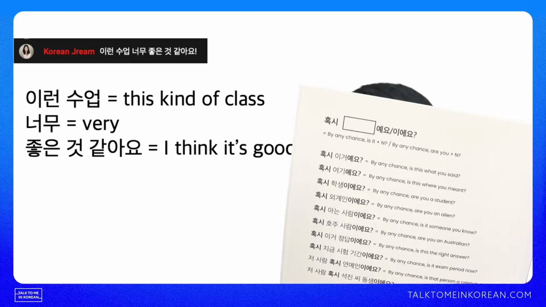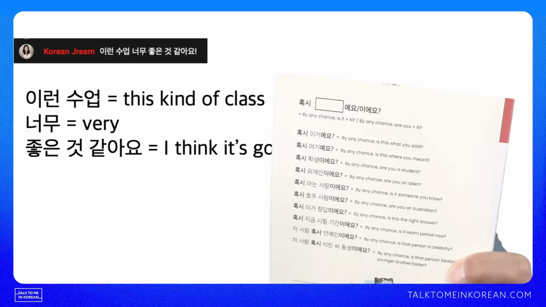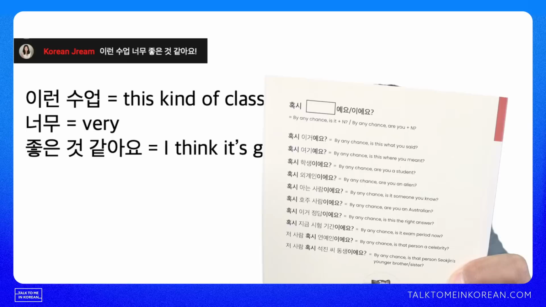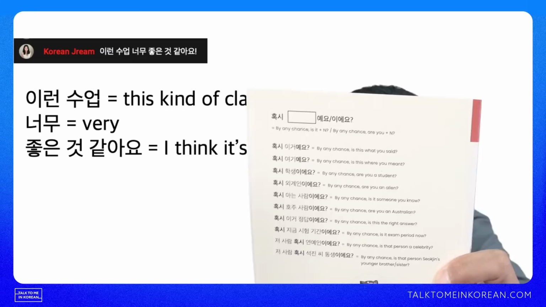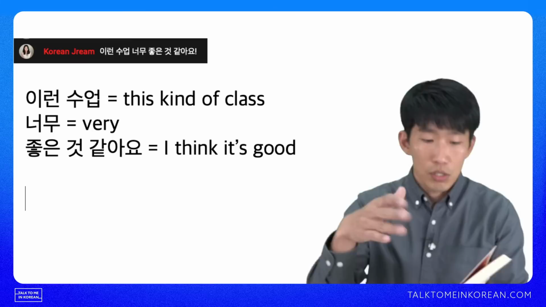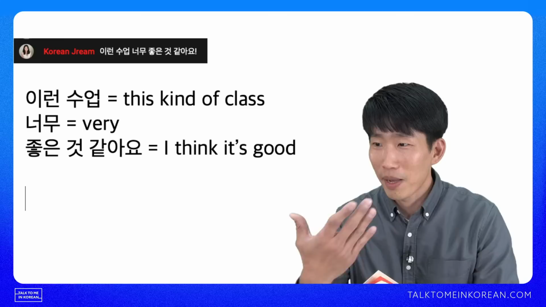By any chance, is it? Or by any chance, are you? And then we have example sentences like 혹시 이거예요? By any chance, is this the thing that you are mentioning? 혹시 여기예요? By any chance, is it this place? 혹시 학생이에요? By any chance, are you a student? Is he a student? And you can keep going like that until you run out of ideas.